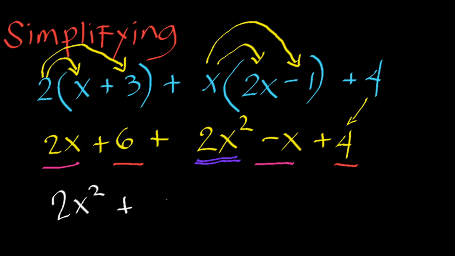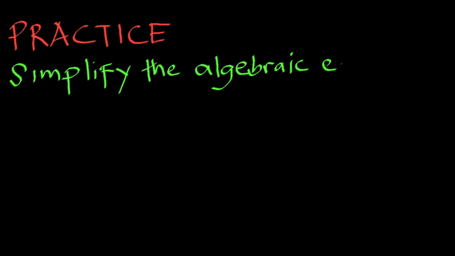Yung 2x minus x naman, magiging positive x. And then yung 6 plus 4 ay magiging 10. So we have the answer which is equal to 2x squared plus x plus 10. Let us practice further. Simplify the algebraic expression.